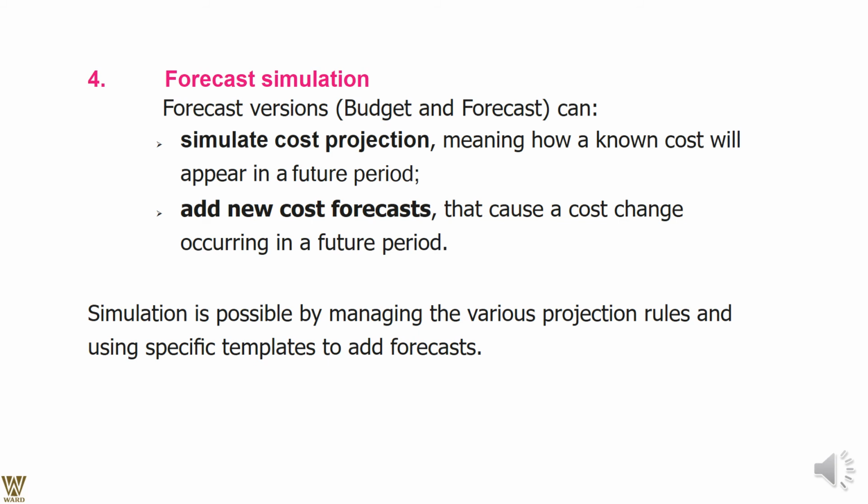Now, how do we handle uncertainty? By simulation. If we can forecast it, if we can simulate the cost projection, if we can add on new cost projection that can change the course of the organization, probably a project that we want to hire for, probably we are going to go for certain known costs that can be hiked. For example, the cost of inflation that needs to be mitigated. So simulation is possible by managing various projections and rules and using specific templates to add forecast.